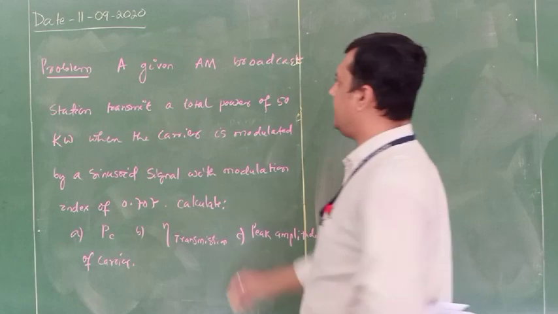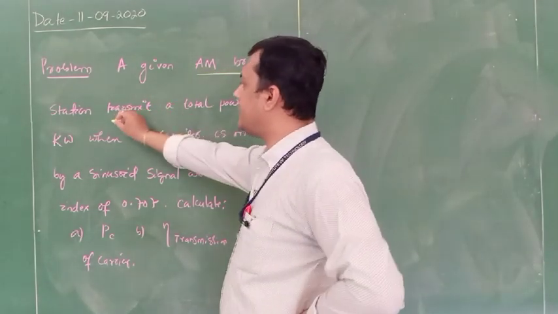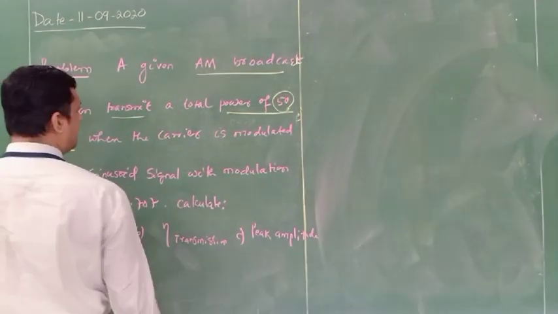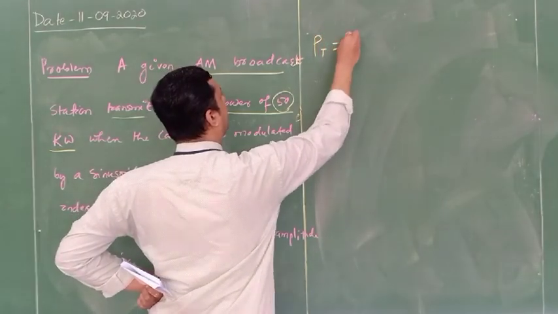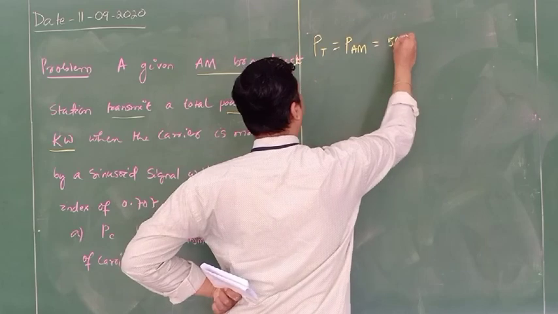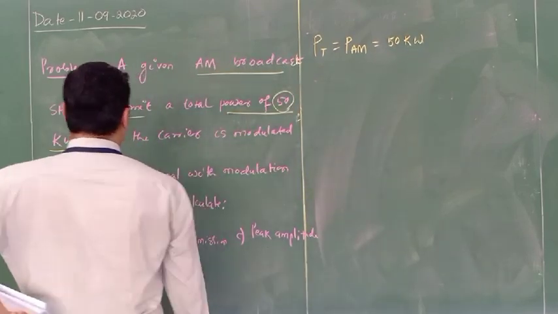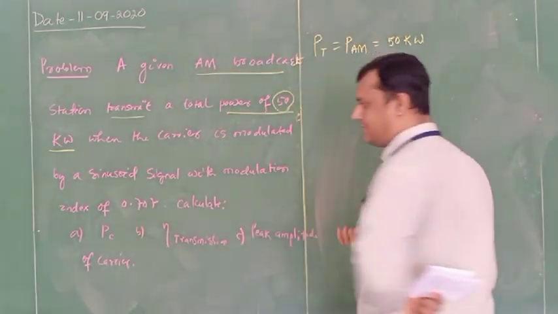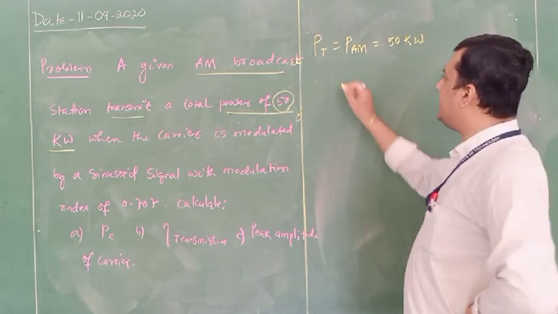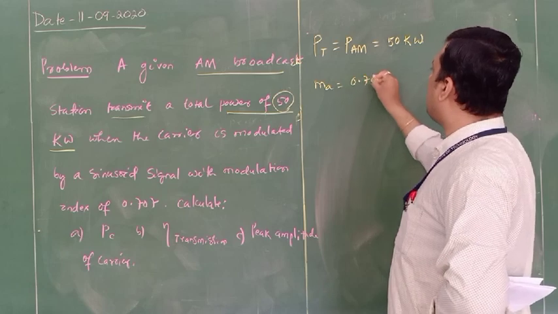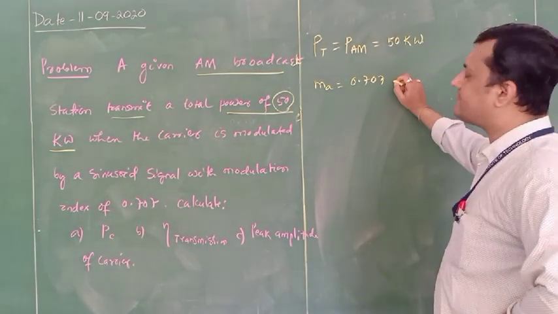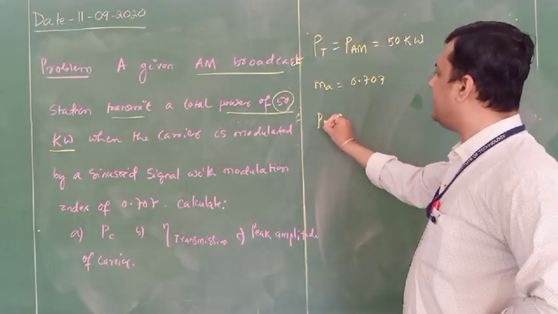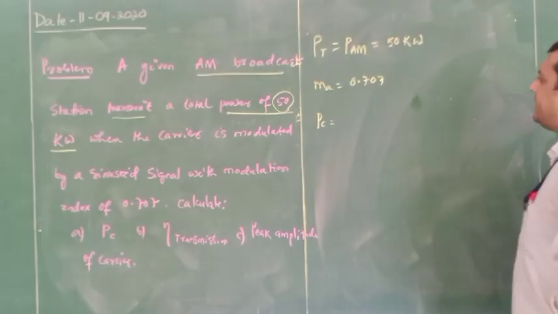Okay, so this is a question in which we have to determine all these factors. What things are given? First, it is an AM broadcast in which the station is transmitting the AM signal at a power of 50 kilowatt. So PT, that is PAM, is equal to 50 kilowatt. When the carrier is modulated with a sinusoid signal, which is our modulating signal, with a modulation index ma equal to 0.707, which is 1 by root 2, or directly you can write 0.707. So here we need to calculate PC.